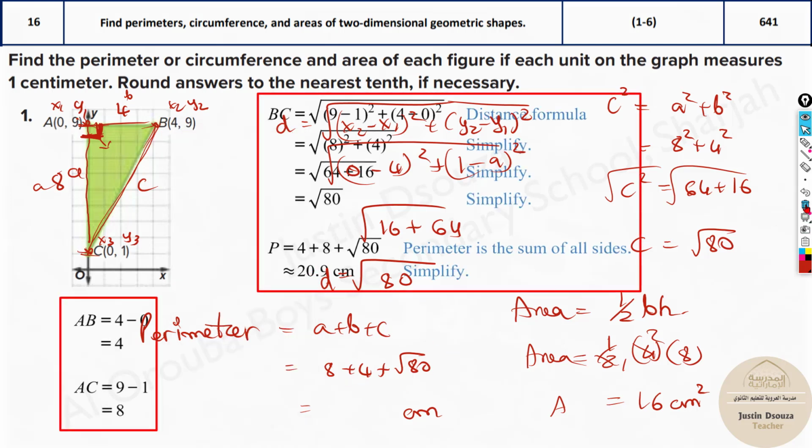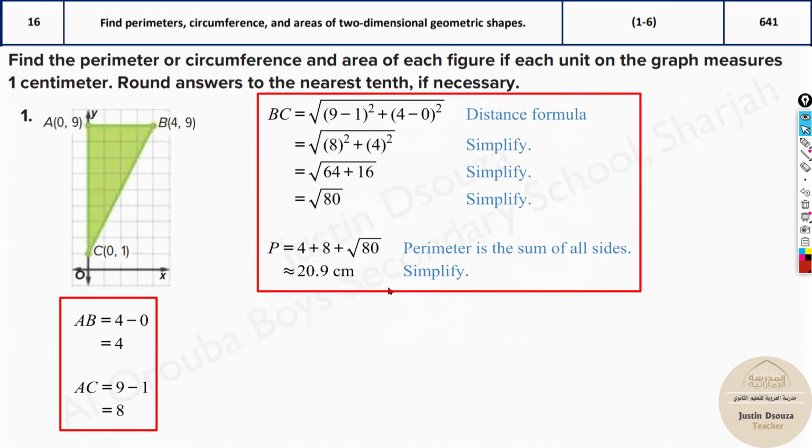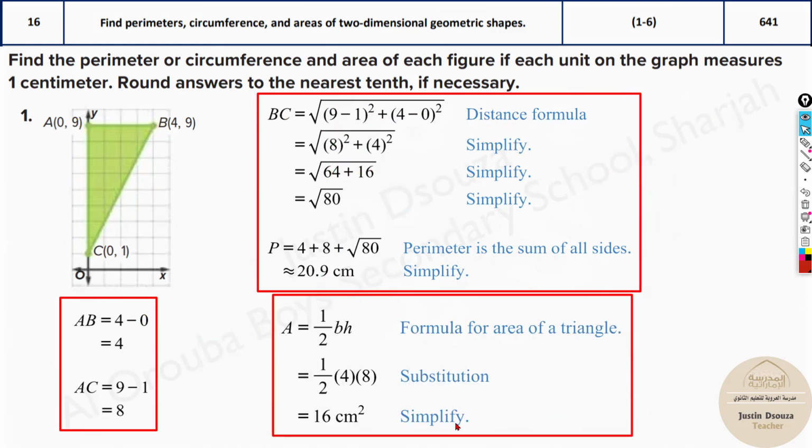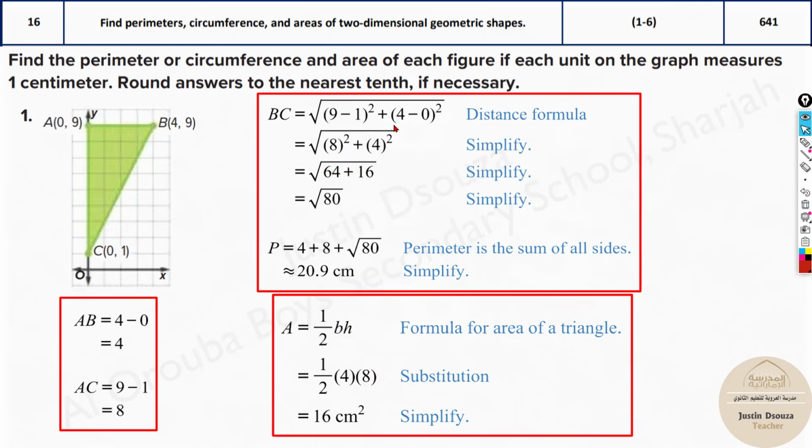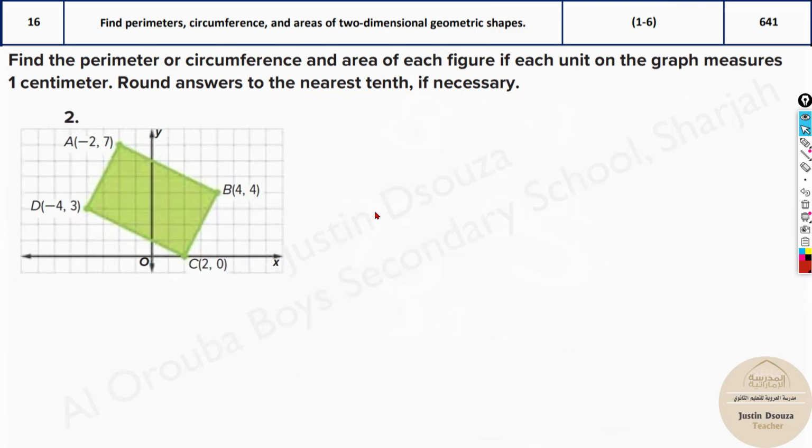Let's just check the answer. Yes, it's 20.9 and area we got was 16. And these are the answers. So that is how we solve it up. Now here, if you're thinking why I did so much, I just did 2 different methods. You can choose any one of that. So here also the Pythagoras theorem is used. The distance formula is used over here. So you can use even the Pythagoras and solve it up.